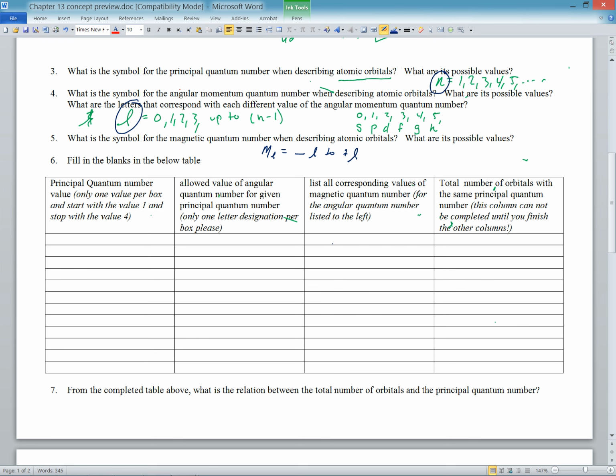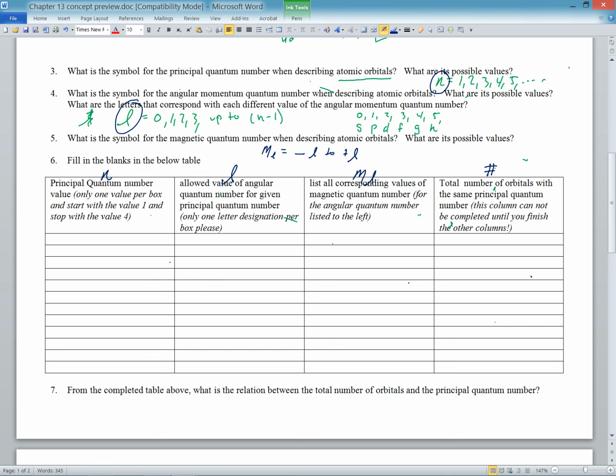So fill in the blanks in the below table. Only one value per box, and start with the value 1 and stop with the value 4. Okay. So our principal quantum number, that's our n's. Our allowed angular momentum quantum numbers are l's. Magnetic quantum numbers, m sub l's. And the number of orbitals. So you have to count up the number of possible states you've got there.